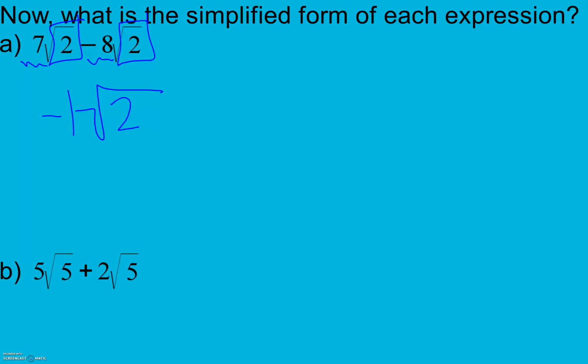Part B, I have a square root of 5 and a square root of 5. So I keep it as a square root of 5, and now I can add them up. 5 plus 2 is 7. When we're adding and subtracting, our square roots are kind of like labels. It's how many of the same type of thing do we have? So how many square roots of 5 do we have? Well, I have 5 here and I have 2 there. So I have 7 square roots of 5. Again, kind of like a label.